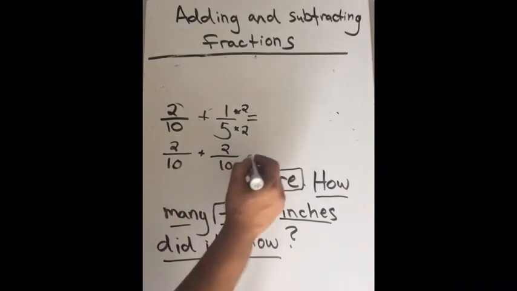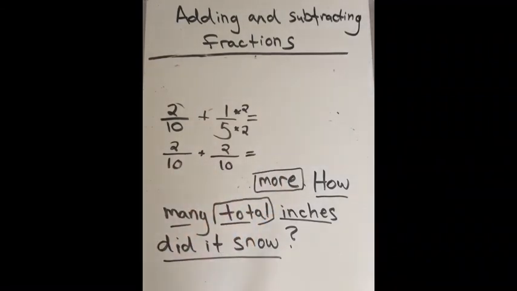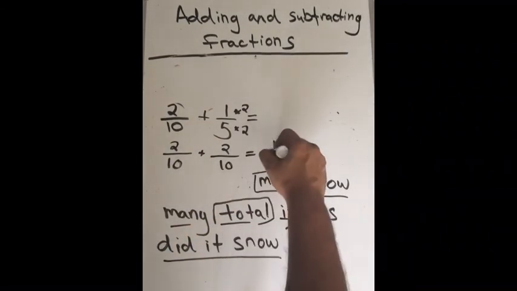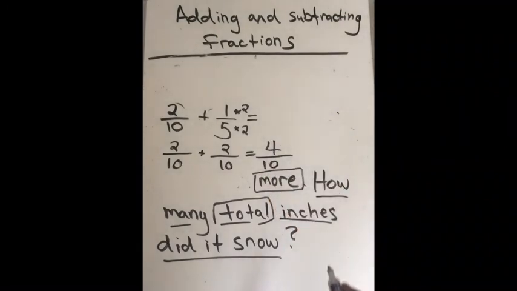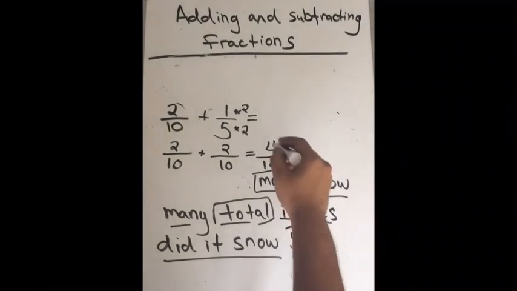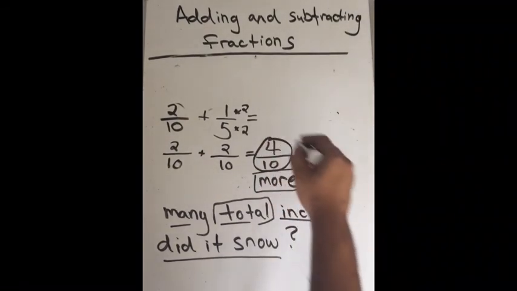Well, let's see. If we add them up, we simply have 2 plus 2, which is 4. And the denominator stays the same, which is 10. In total, it snowed 4/10 of an inch. And that is our answer.